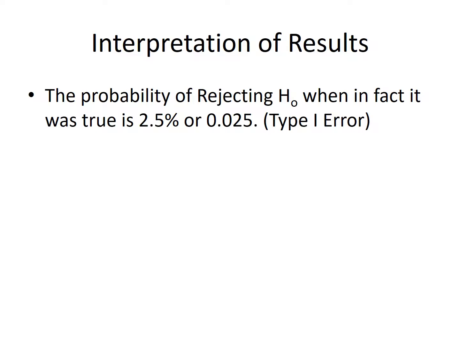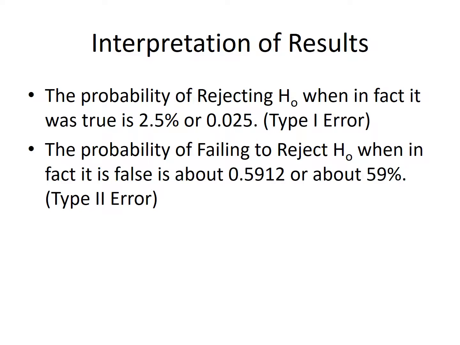To interpret these results, this is how to do it. The probability of rejecting H0 when it is in fact true is 2.5%, or 0.025. This is a type 1 error. This is the same as alpha.